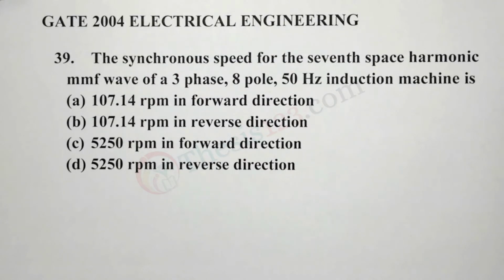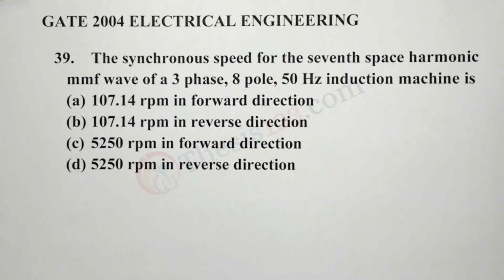Now for question number 39. The synchronous speed of a 7th-phase harmonic MMF wave of a 3-phase, 8-pole, 50 Hz induction machine is. So we have our 4 options: 107.14 RPM in forward direction, 107.14 RPM in reverse direction, 5250 RPM in forward direction and 5250 RPM in reverse direction.